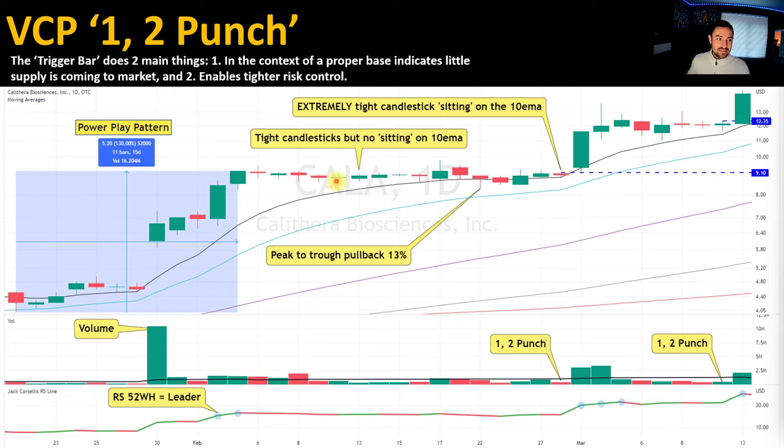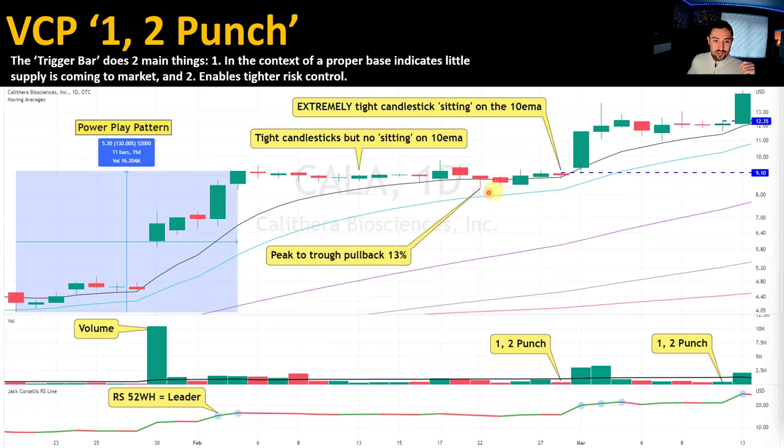So this one here, this is ticker Cala. It's a power play. The stock goes up from here to here, up 130%. Now peak to trough, it only pulls back to the low of this demand tail, 13%. So you have a stock that goes up 130% and then only pulls back 13%. It's telling you it's extremely strong.